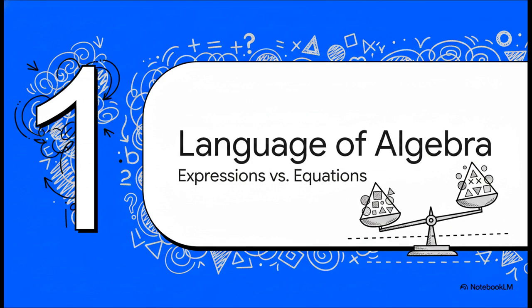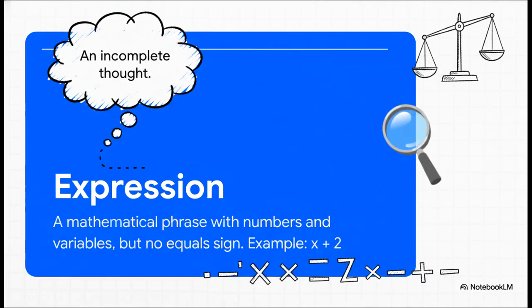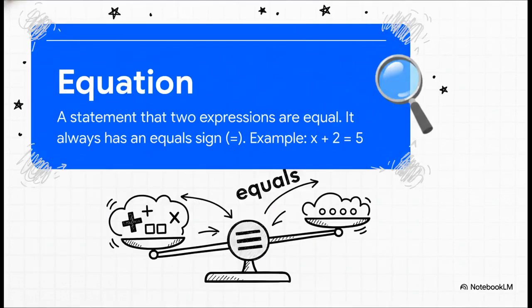They might look kind of similar, but they are worlds apart. First up, we have the expression. The best way to think about this is like an incomplete thought, a phrase. Like if I said x plus 2, you'd say, and? What about it? It represents a value, sure, but it doesn't actually make a claim. It's just a fragment.